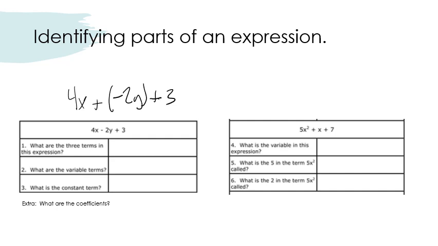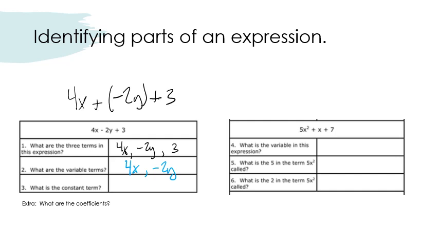Question 1 here asks, what are the three terms in this expression? 4x is one of them. What am I adding to 4x? The negative 2y. And what am I adding to that? The 3. Question 2, what are the variable terms? Well, they're the terms that have variables that are represented by letters. So 4x and negative 2y.